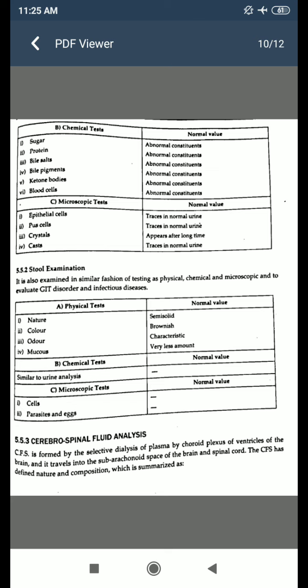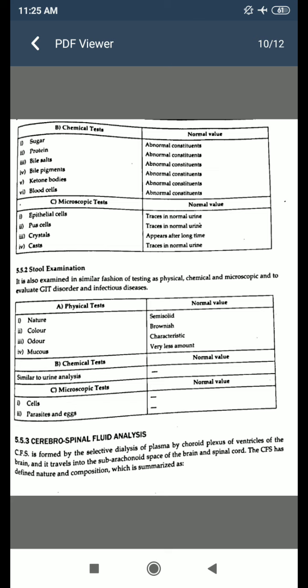Epithelial cells, traces in normal urine. Then pus cells, traces in normal urine. Then crystals appear after a long time. Then casts, traces in normal urine. These are the urine analysis: physical test, chemical test and microscopical test.